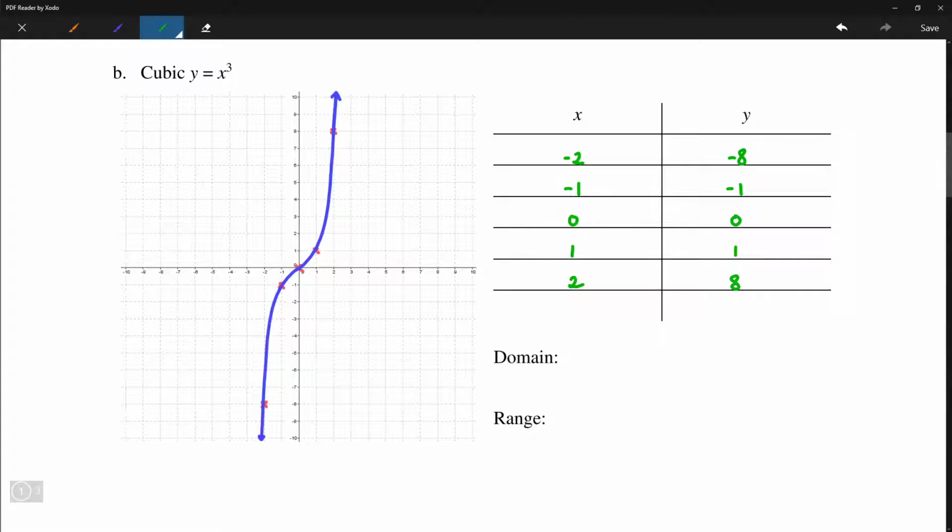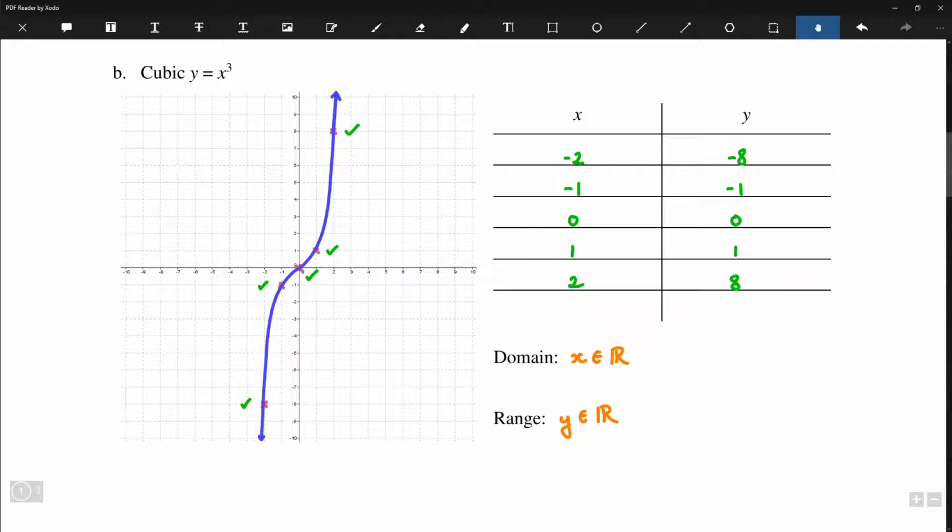Again, we have the points already plotted and the graph made as well, starting with -2, -8, -1, -1, 0, 0, 1, 1, and 2, 8. And this is once again a cubic function. Its domain is that x is an element of the real numbers, and the range, y, is an element of the real numbers as well.